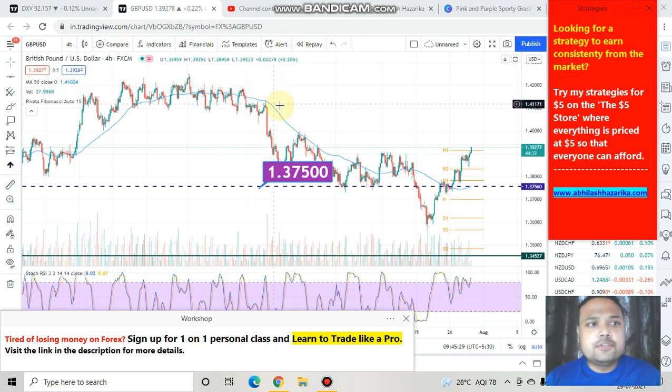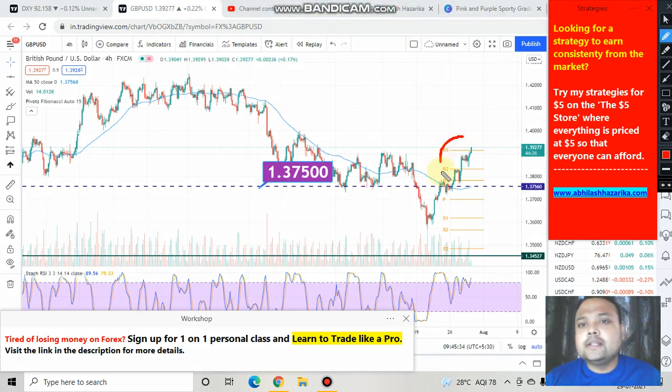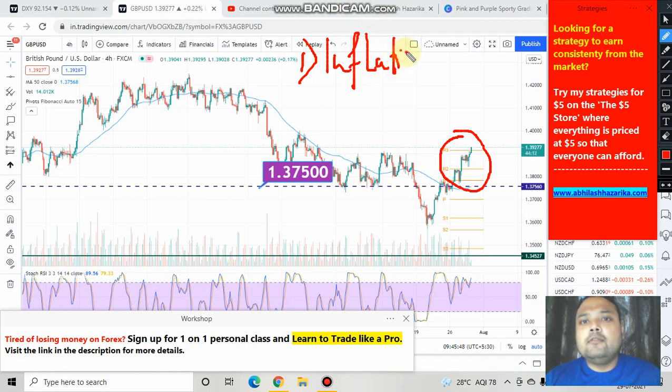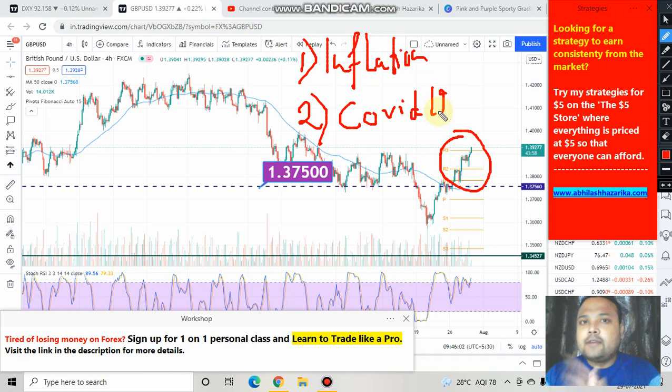This is the 4 hour chart of GBP USD in front of us right now, and as we all know, there is a sharp rise in the price of GBP USD after the Fed's meeting yesterday. The two main factors of the Fed's meeting were inflation and COVID-19. The Fed has clearly told that there will be inflation in the short term, and that coronavirus will be a part of us for some time because there are new variants coming out every day.